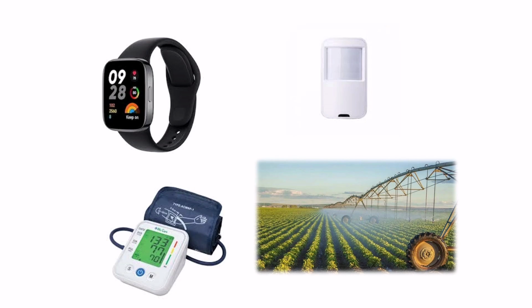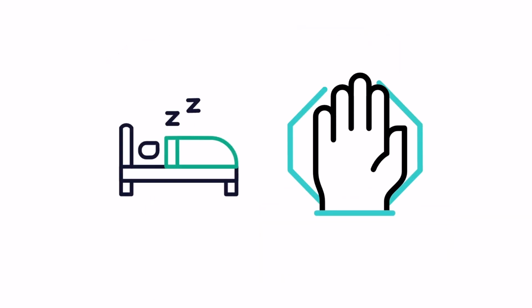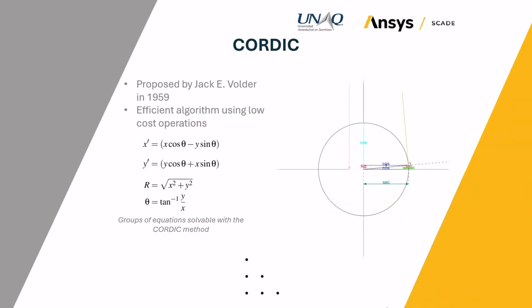To maximize battery life, these systems implement sleep or standby modes, energy management techniques, hardware optimizations, and efficient software usage. Today, energy consumption in standby modes has reached levels as low as sub-microwatts. To solve these problems, we can use CORDIC.